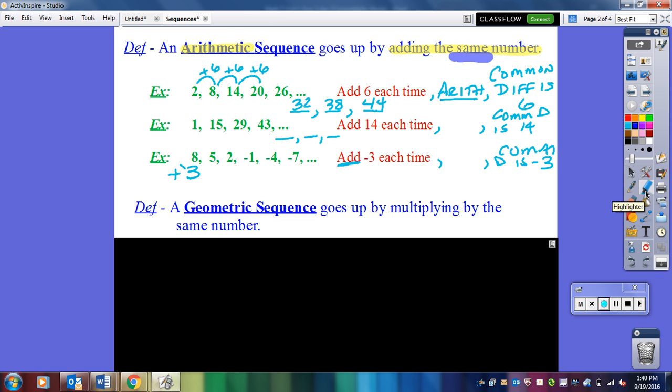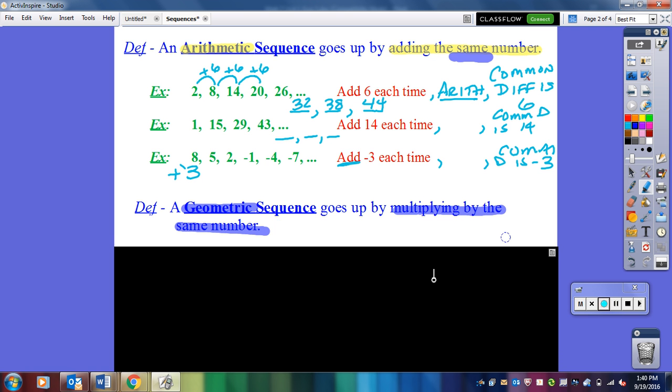Geometric sequence, pretty much the same thing. Geometric sequence goes up by multiplying by the same number. And again, it has to be the exact same number. If it is not the same number, it's not geometric.